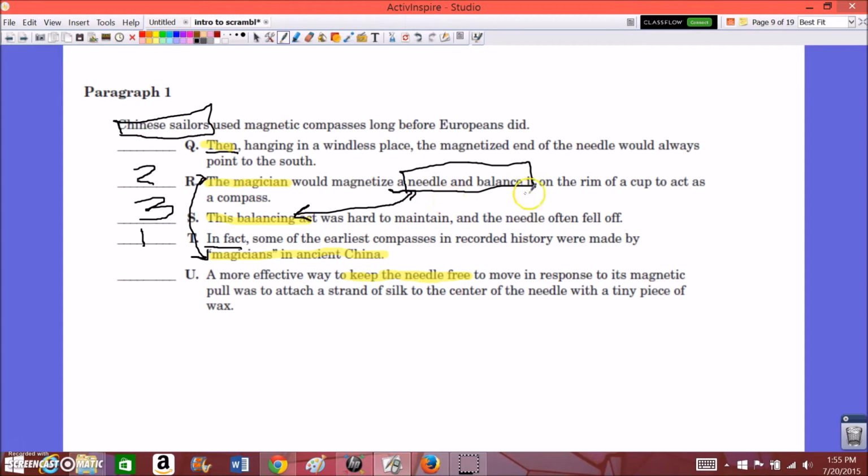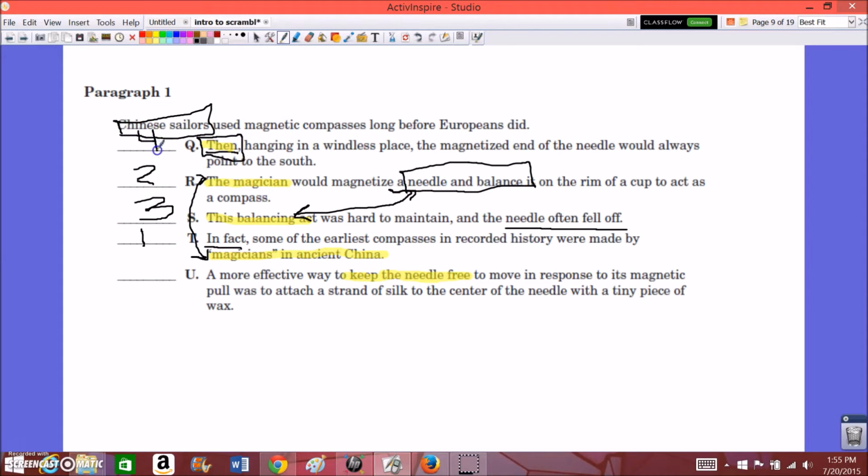All right, so the balancing act was hard to maintain. The needle would often fall off. Now, after the needle would fall off, what would happen next? The end of the needle would always point to the south. This seems to work because I have the term then. They are describing a sequence of events that the magicians would do. So I'm going to say that this balancing act was hard to maintain. The needle fell off. Then, hanging in a windless place, the magnetized end of the needle would always point to the south. I think this is 4.